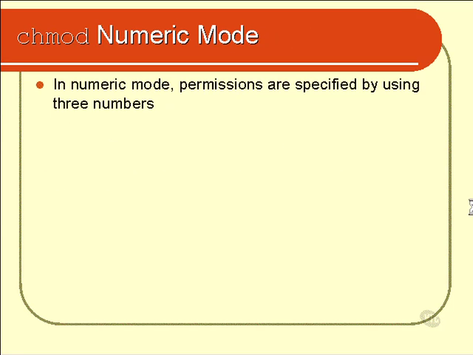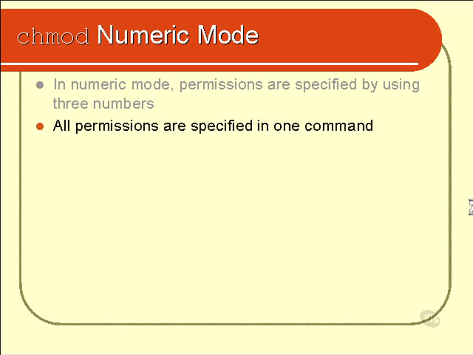In numeric mode, all permissions are specified by using 3 digits or 3 numbers. So instead of typing in u plus w, o minus r or whatever it is, you type in 3 digits, and that specifies all the permissions in one hit. So 3 simple digits and you've set all 9 permissions. So how does that magic happen?